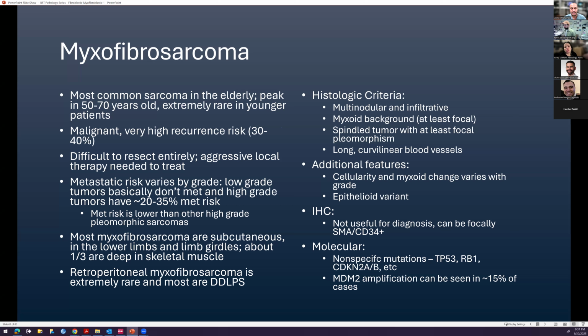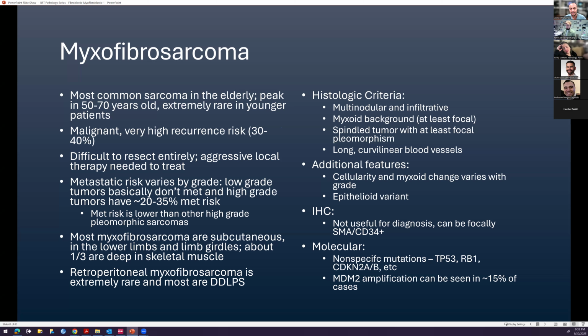And then histologic criteria we mostly talked about, right? So multinodular to infiltrative borders. They tend to be myxoid, at least focally. They're spindled with at least focal pleomorphism. You need some sort of marked cytologic atypia, and then those long curvilinear vessels. The cellularity and the myxoid change, like we said, generally varies with grade. There is an epithelioid variant, so it looks very round and epithelioid, looks more like a carcinoma almost. That can happen. And those actually tend to be pretty aggressive. They may met to lymph nodes, so be careful with that.